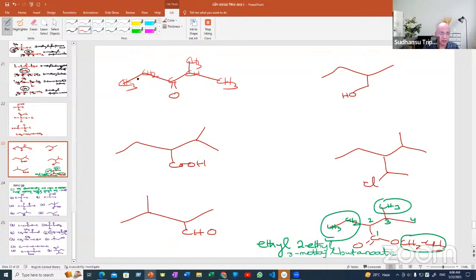Can you write down in the chat box: only a C double bond O is there, it is not connected to hydrogen. So can you write down in chat what is the class? Yes. Many of you have written it's ketone. Yes. The chemical class, organic class is ketone, and we know we have to give priority to the keto group.